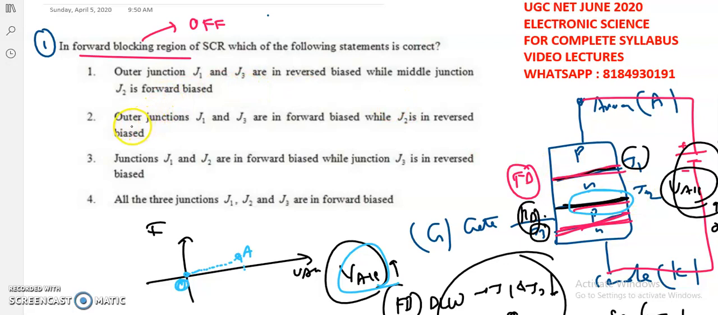So here the outer junctions, that is J1 and J3, are in forward bias, but J2 is in the reverse bias condition. So the correct option of this first question, that is the forward blocking region of the SCR, is option 2. And now while coming to the next question, that is the second question.